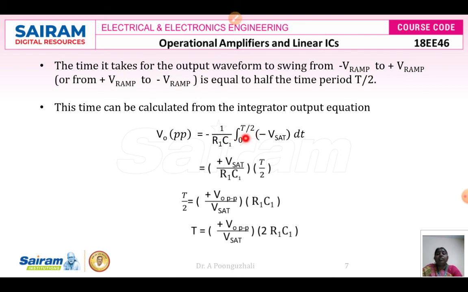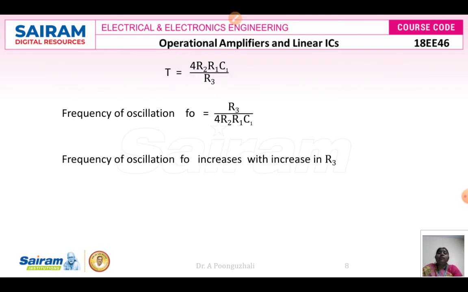If I take it out, this minus and minus gets cancelled. So it is Vsat divided by R1 C1, and the integral of dt is t. If I apply the limits, it is going to be T by 2. So now T by 2 is equal to this, R1 C1 will go this side and plus Vsat will come this side. So T by 2 is equal to V0 peak to peak by Vsat into R1 C1. So here 2 goes there, it is going to be V0 peak to peak by Vsat into 2 R1 C1. So T is equivalent to 4 R2 R1 C1 by R3.